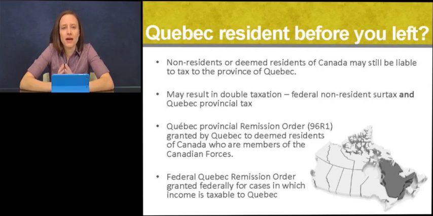The Federal Quebec Remission Order exists to provide relief from the federal non-resident surtax, for example, on certain income that arises in the province of Quebec. Similarly, a Quebec Provincial Remission Order is granted by the province of Quebec to provide relief from provincial tax to deemed residents, for example, who are members of the Canadian Forces. So contact Revenue Quebec if you have questions about your residency status in the province of Quebec.